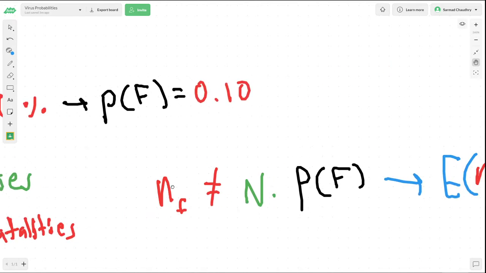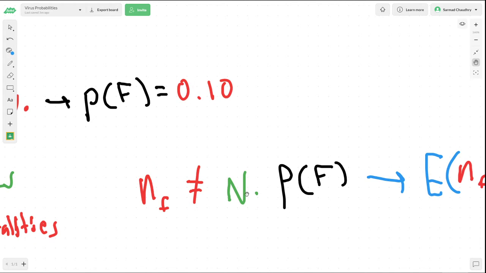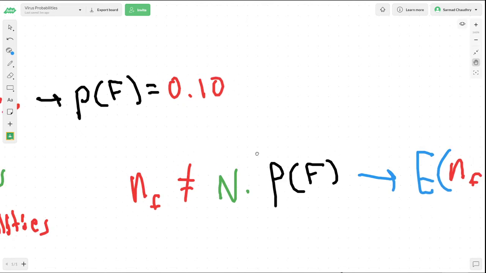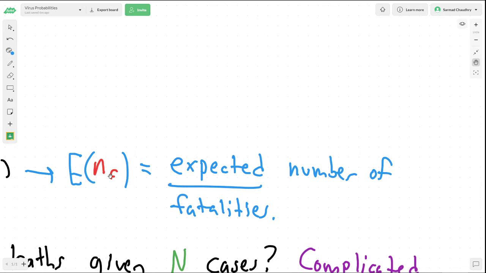And so the naive approach might just be to multiply those two things together. Say, well, if you have 10 people with the case N and they have a 10% chance of dying, then the number of people to die should be about 1. That's not exactly true. So that is what we call the expected number of fatalities, E of NF. If you have hundreds of thousands of cases, overall that'd be pretty close to what we expect. In small sample sizes, we rarely get the expected number.